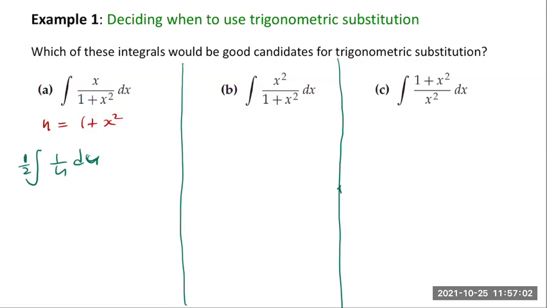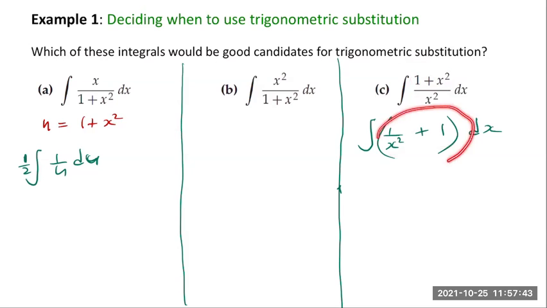Okay, what about the second part? Actually, before the second part, let's look at the third part and then come back to the second part. For the third part, are we going to need any trigonometric substitution? If you carefully observe this, you don't need it, because you can easily rewrite this expression to get a nice expression that can be integrated. For example, I can write this integral as 1 over x squared plus x squared over x squared, that is 1, dx. All I do is divide each individual term in the top by x squared. Then I get this expression.